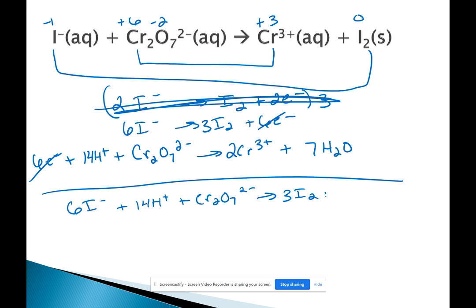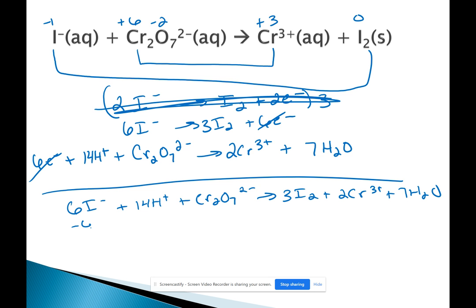Three I2, 7 waters. And then, of course, double check. So I have 6 iodines on each side. I have 14 hydrogens on each side. I have 2 chromiums on each side. And I have 7 oxygens on each side.